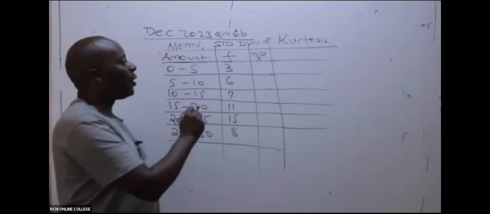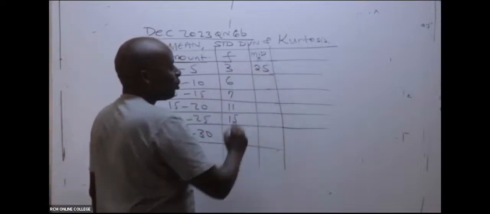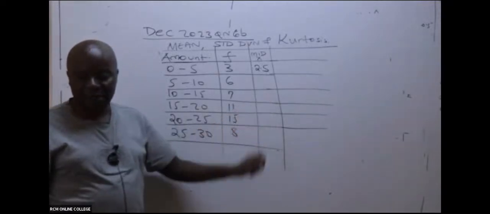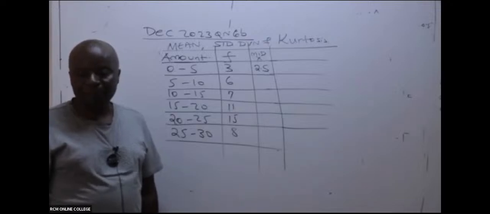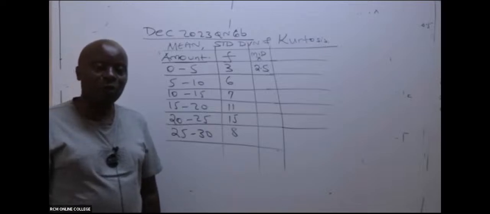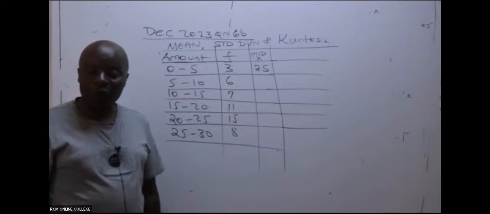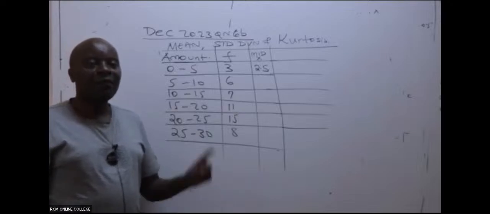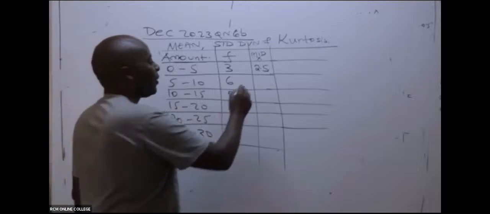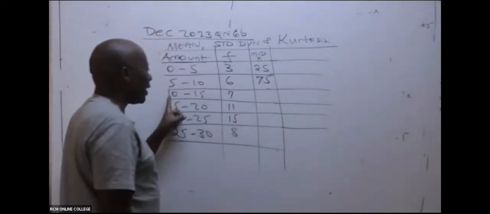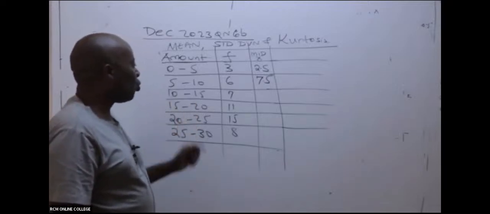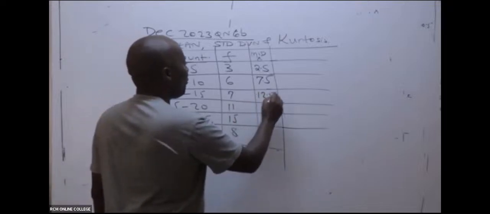Divide by 2, we have 2 point what here? Somebody give me answers, please. 2.5. Can somebody give me the midpoint for the second class? I know the answer, but I would want to involve you. Take 5 plus 10, 15. 15 divided by 2, I get 7.5. Thank you. And then we come to this one here, 10 plus 15, numerator 25. So 25 divided by 2 gives me 12.5.